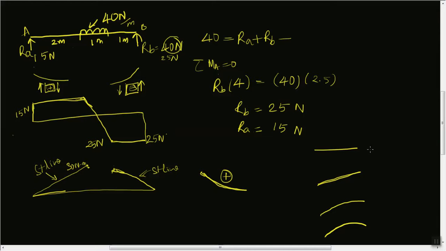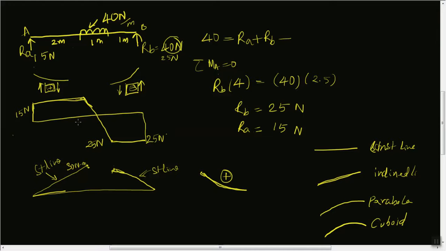Here I'm writing: this is a straight line, that is a constant line. The shear force is constant, and we have this inclined line, or uniformly varying line. And here is the parabola, and this one is the cubic.